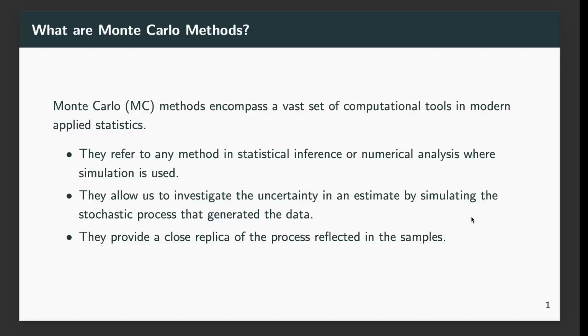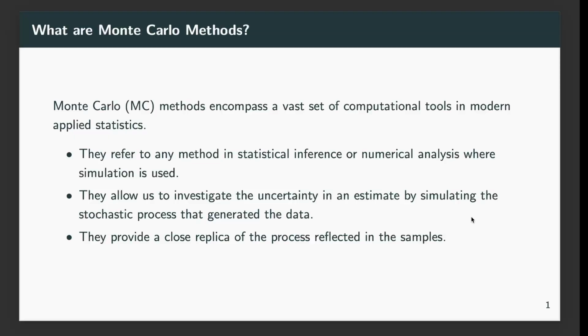Monte Carlo methods have three main characteristics. First, the method allows us to investigate the uncertainty in an estimate by simulating the stochastic process that generated the data. To understand this, imagine this. Instead of asking what the theoretical distribution of my estimator is, which may require long calculus calculations, we ask ourselves: if I repeat the data generating process a number of times, what will the distribution of my estimator look like empirically?